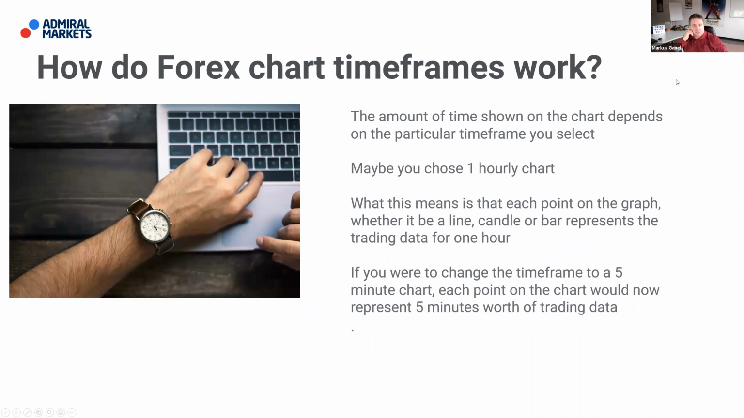So how does a Forex chart time frame work? The amount of time shown on the chart depends on the particular time frame you select. So maybe you choose a 1 hourly chart, for example. What this means is that each point on the graph, whether it be a line, a candle, or a bar, represents the trading data for 1 hour. So if you were to change the time frame to a 5 minute chart, each point on the chart would now represent 5 minutes worth of trading data. Let me show you this, because there's a special interesting point beyond it.